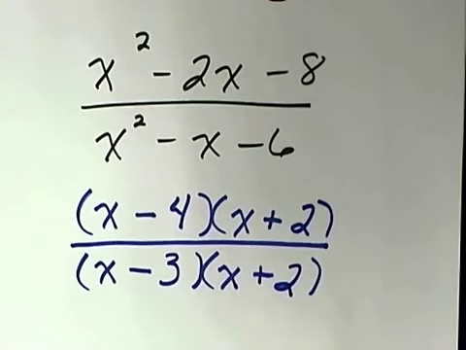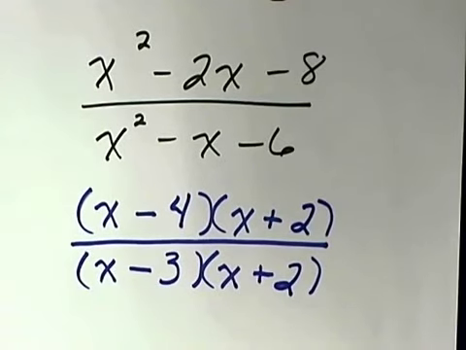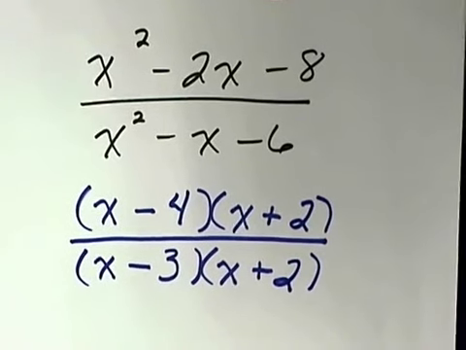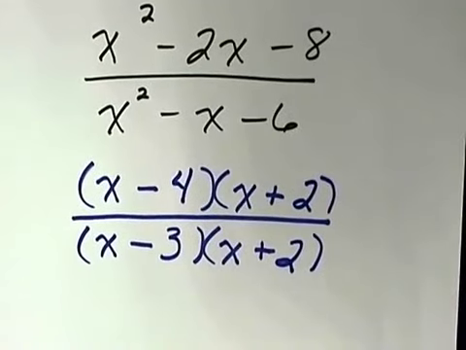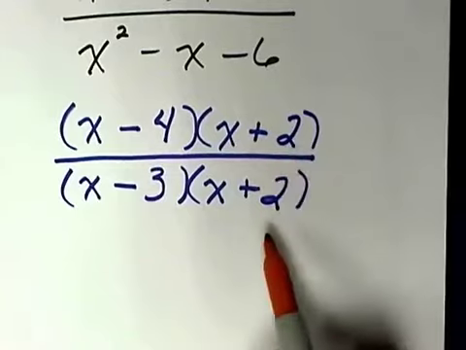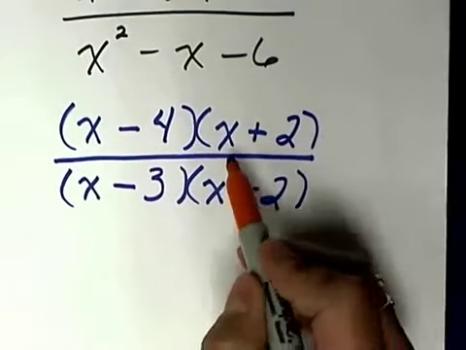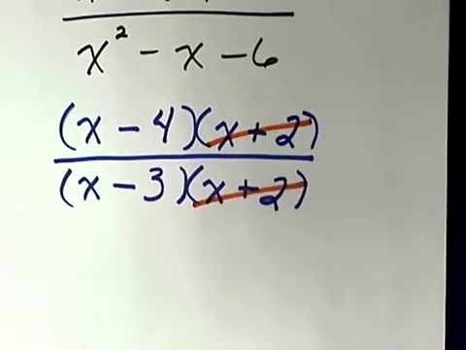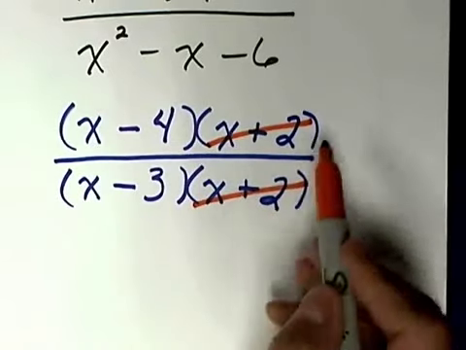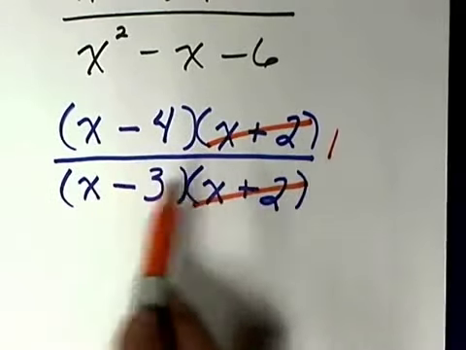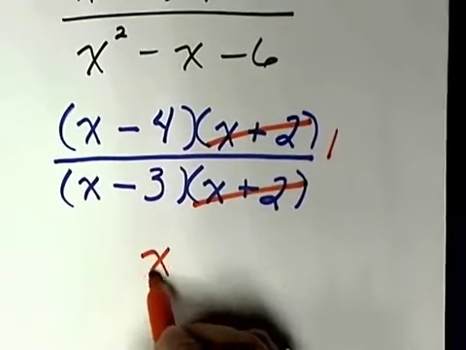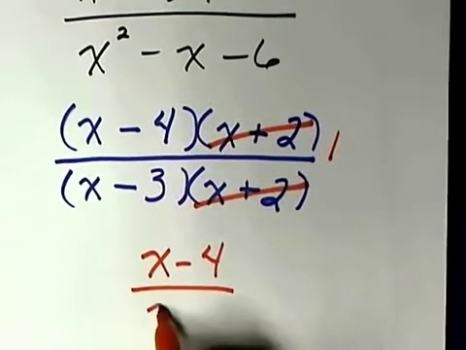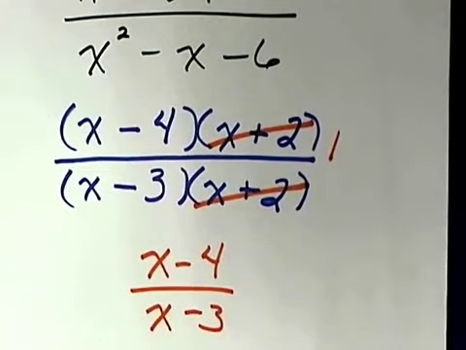Now that it is in factored form, I am allowed to cancel factors. Factors are the stuff that's being multiplied. So anything that's in parentheses is being multiplied by something else in parentheses, and that allows us to cancel it. So in this case, we have x plus 2 on top and x plus 2 on the bottom. You cancel the entire quantity or none of it. Anything over itself is 1. Anything times 1 is my anything. So my final answer will be x minus 4 over x minus 3.